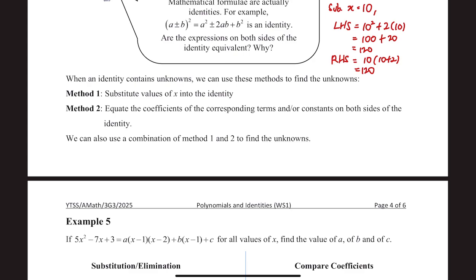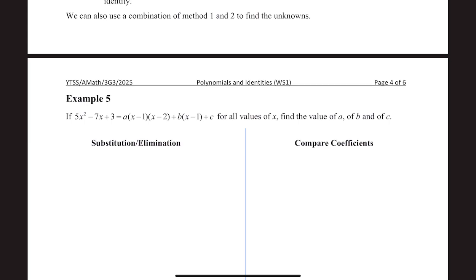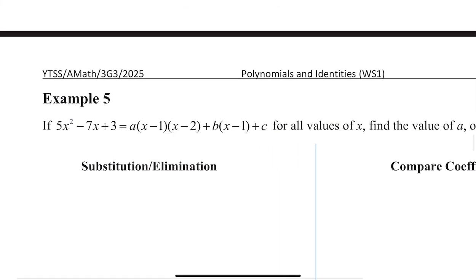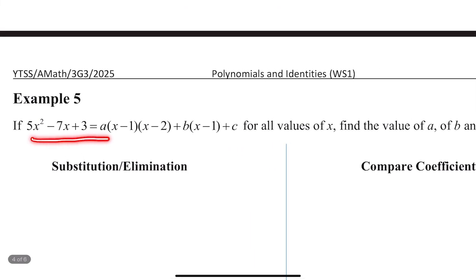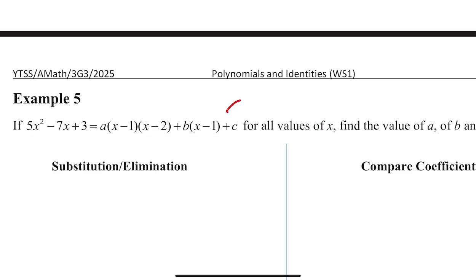So let's look at example 5 now. I have this equation here, and the question says this holds true, left side is equal to right side for all values of x, meaning that no matter what x value you sub into this equation here, the left side is always equal to the right side. This is what we call an identity.